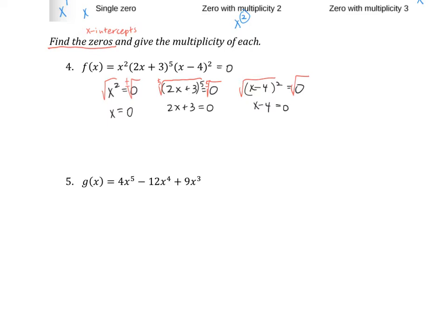Okay, and so now you just need to solve these. So subtract 3 from both sides. You get 2x equals negative 3. Divide by 2. So x equals negative 3 halves. And then the last one, add 4 to both sides. So x equals 4. Okay, so here are your zeros: 0, negative 3 halves, and 4. Those are your zeros. So at each 0, there's a multiplicity. So I guess we can make a chart.